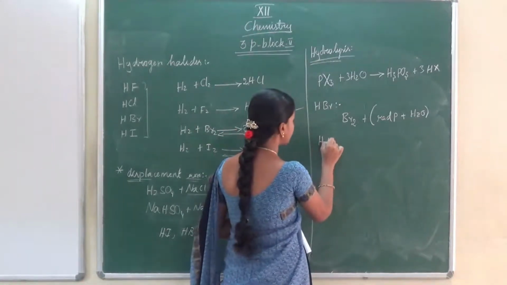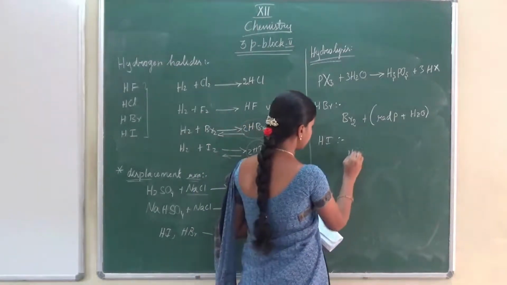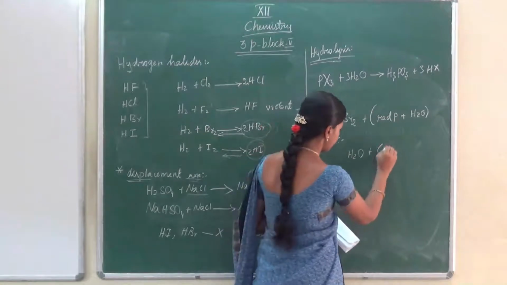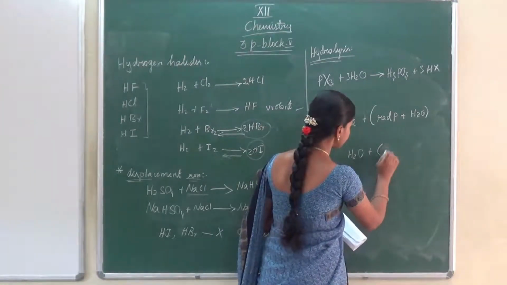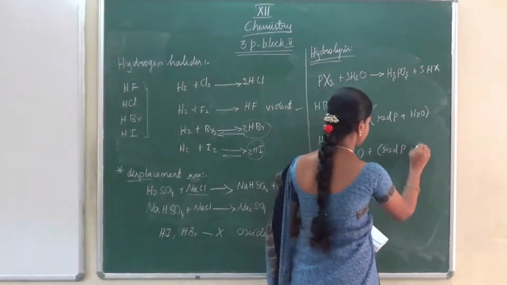In order to prepare HI, it is just the reverse. How do we have to add the elements? We have to add the water dropwise to the mixture of red phosphorus and iodine.